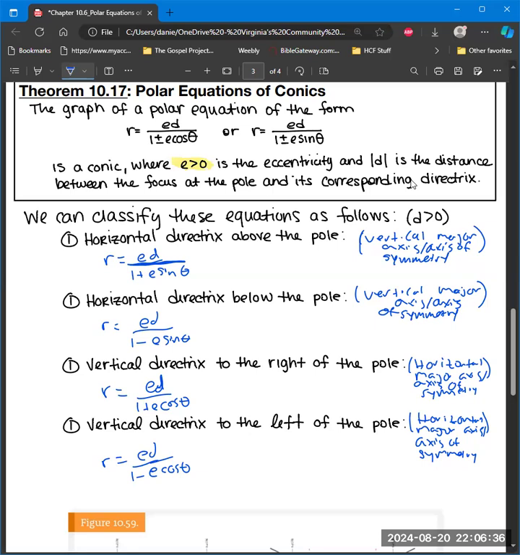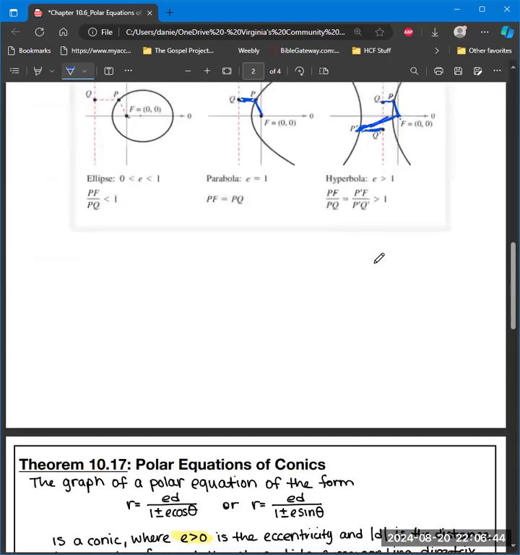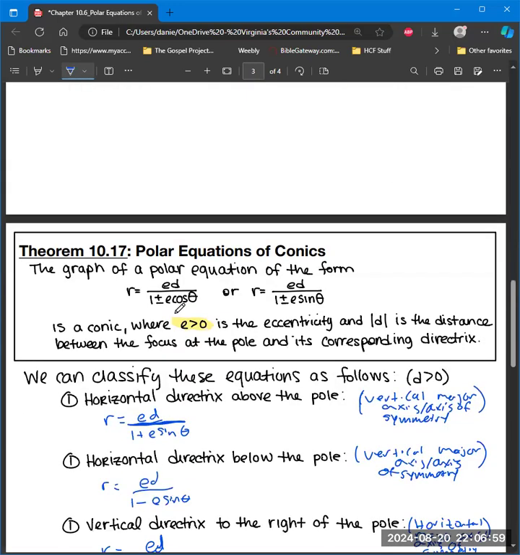But it's important to see here that the eccentricity is greater than 0 here. So let's look. We're not getting any negative eccentricity for any of these pieces here. It's always greater than 0 for an ellipse, a parabola, and a hyperbola. It's not going to be a circle where the eccentricity is equal to 0, right?